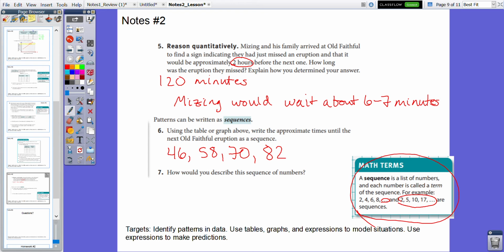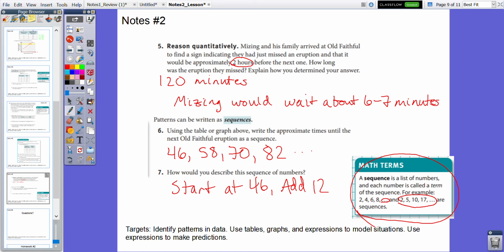How would you describe the sequence of numbers? Once again, what are we doing from one term to the next? How could we keep this going if we were to look at it as a sequence that keeps going by adding 12? That means that we would just say we start at 46 and then add 12. Okay? So that's one way to describe it: starting at 46, keep adding 12, and that's how we would move forward from there. That's one way to describe that sequence.